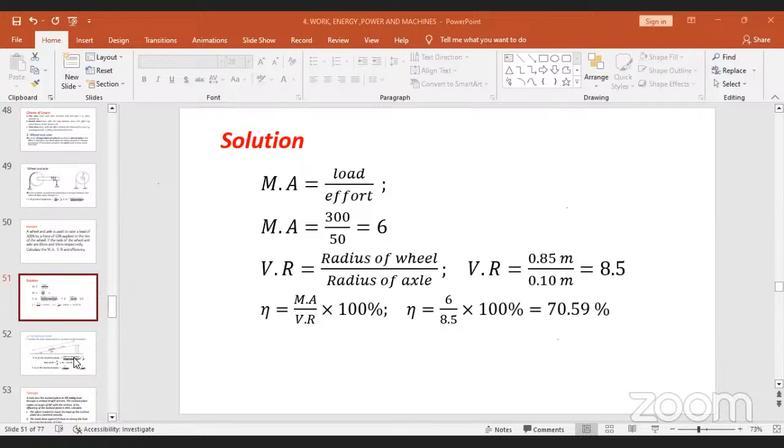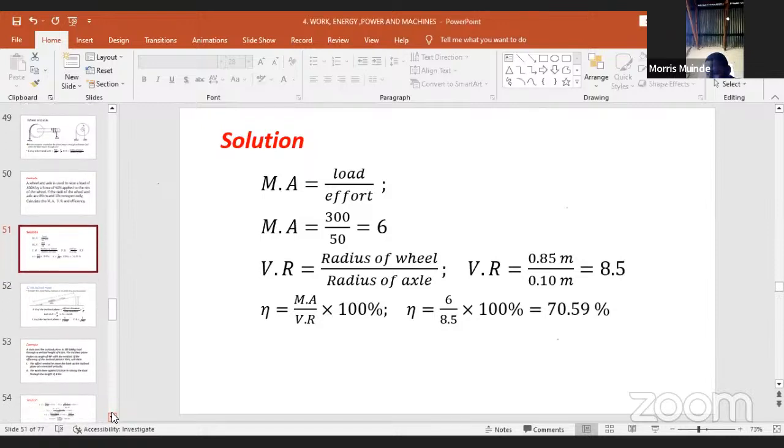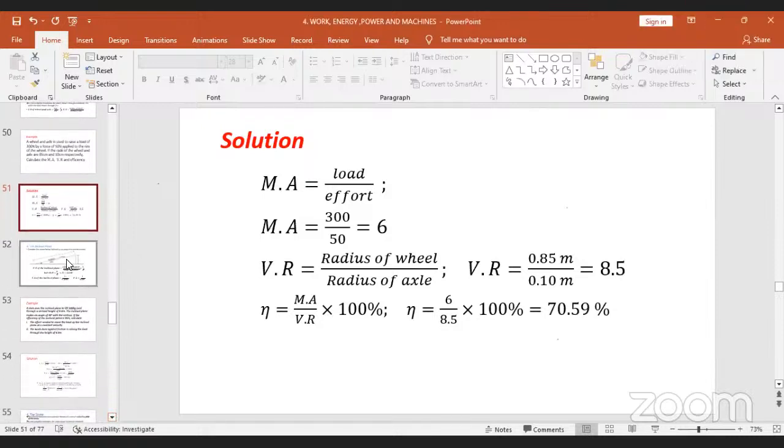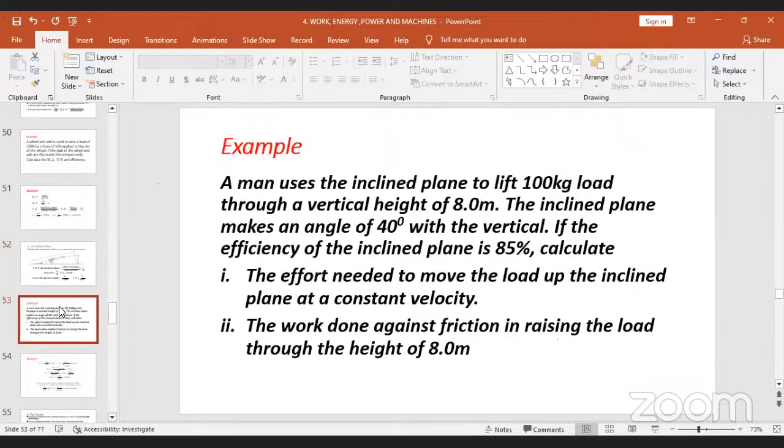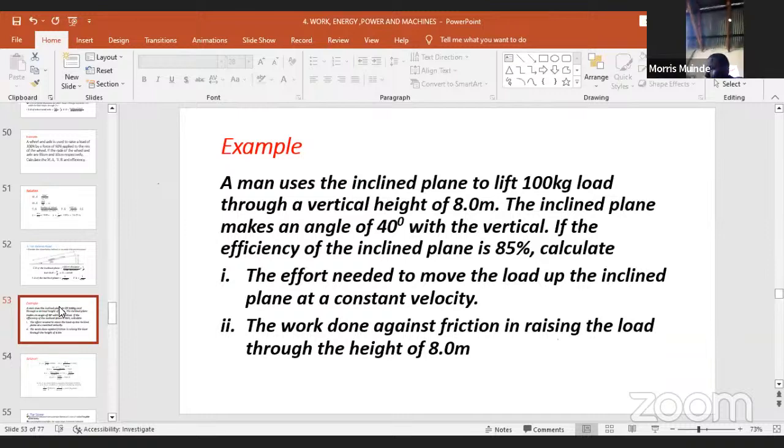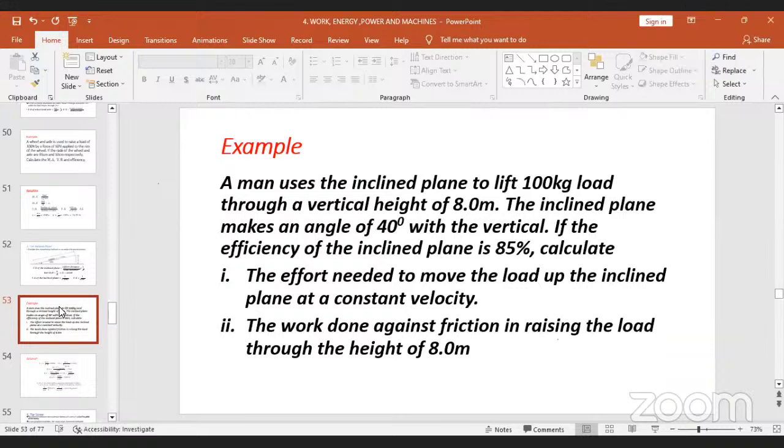Ensure that you try these examples or look for more examples. Let me get an example for an inclined plane. Yes, can we try that for an inclined plane? Let's try that for an inclined plane.